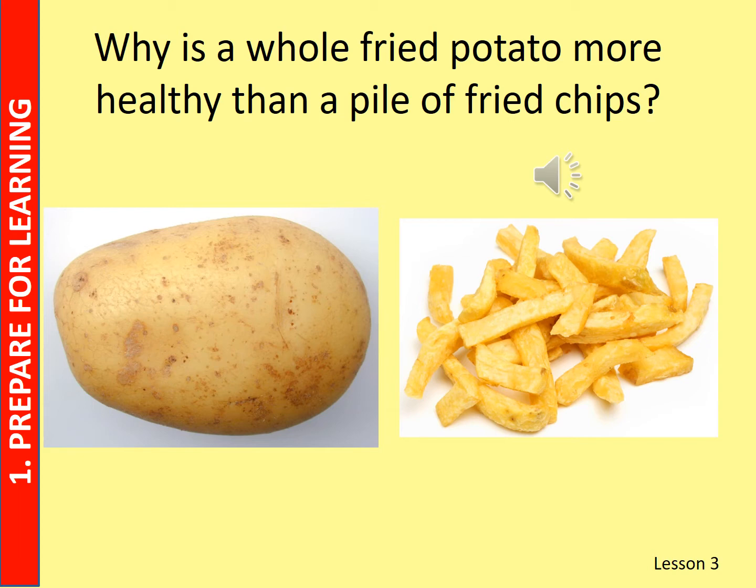So did you guess, or did you get it right, the fact that the chips have a larger surface area? The potato, the whole baking potato, just has the surface area around the outside. Once we cut the potato, all of the cut surfaces also make up the surface area. And this is why chips are actually less healthy for you, because you increase the surface area, and so therefore the more surface area is open to the oil that cooks them.